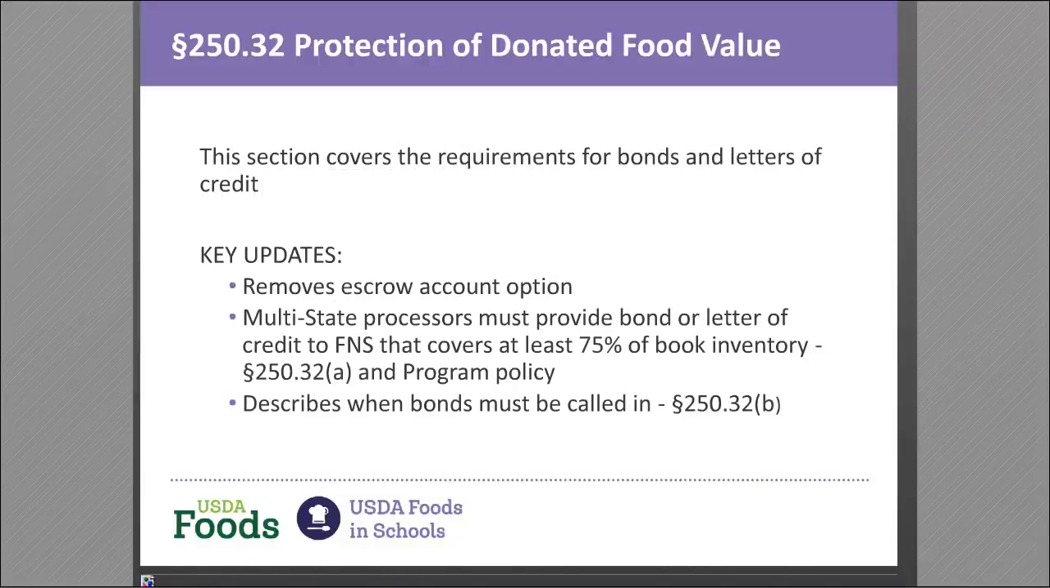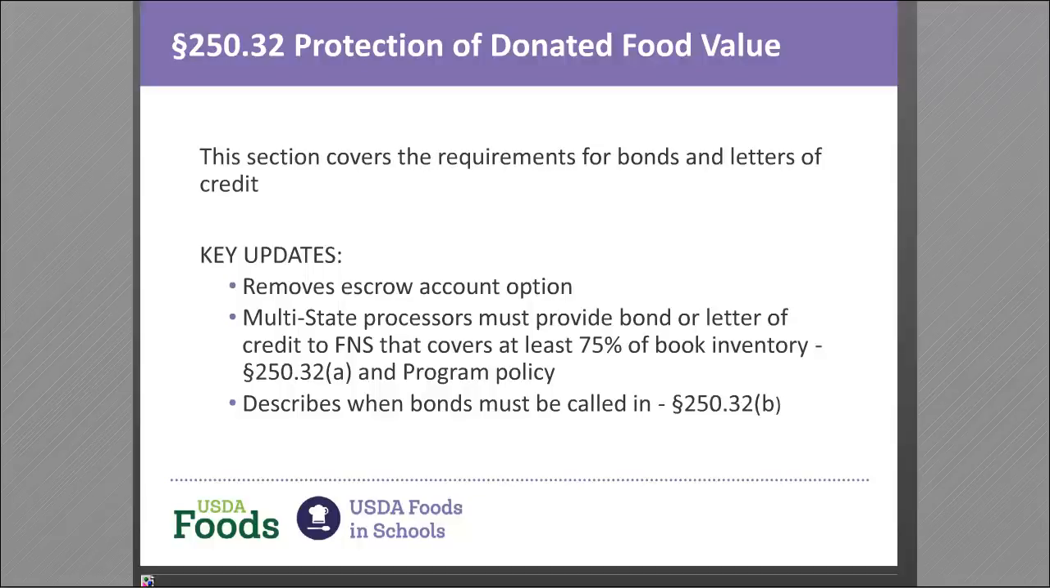250.32 goes over the requirements for bonds and letters of credit. 250.32A requires multi-state processors to provide a performance bond or irrevocable letter of credit to FNS in accordance with their national processing agreements to protect the value of USDA foods in processor inventories. This was already a requirement, but we made the following updates. Because escrow accounts were rarely used, we removed this as an option for financial protection. We also codified in the regulations that multi-state processors must provide a performance bond or letter of credit to FNS.